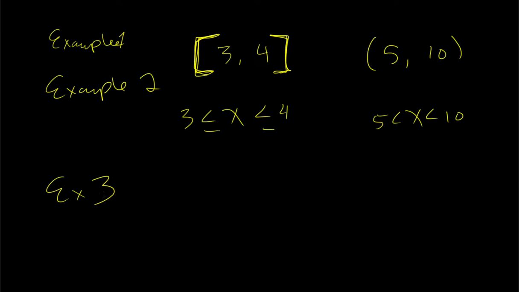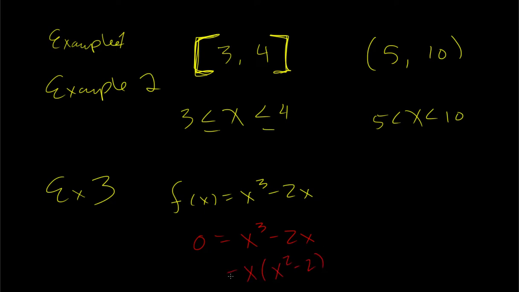It says find the roots and sketch the graph of f of x equals x cubed minus 2x. So the first thing is finding the roots, or setting this equal to 0 and solving for x. To solve for x, it's easiest if we factor out an x. Then we can use the zero product property, and we can say this piece times this piece is equal to 0. So that means x is equal to 0, as well as x squared minus 2 is equal to 0.